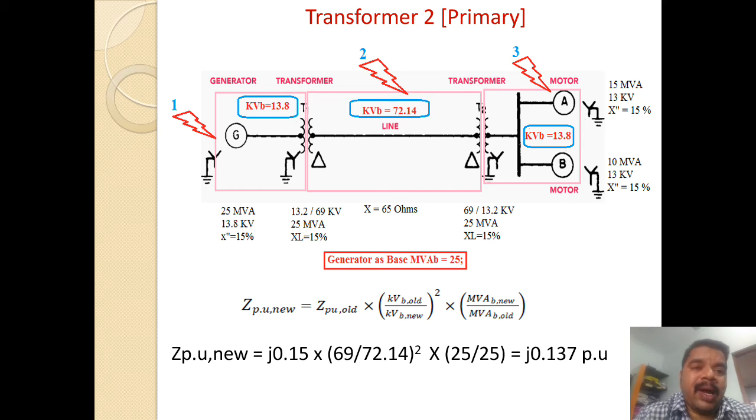carefully you have to select the value, whether you consider the primary or secondary. In this problem, I am considering transformer T2 as primary. Similarly, you can find the transformer T2 value using the secondary also. Secondary means you have to choose section 3. Primary means you have to choose section 2. So in this one, I am choosing section 2. I found the values for transformer T2. The next one.